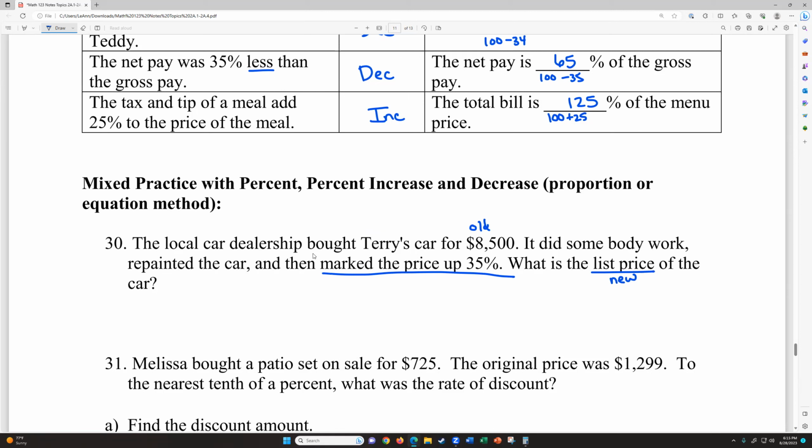It would be the markup amount, and then you would have to add that to 8,500. So again, both ways are valid. I just want to choose to do the one-step method.